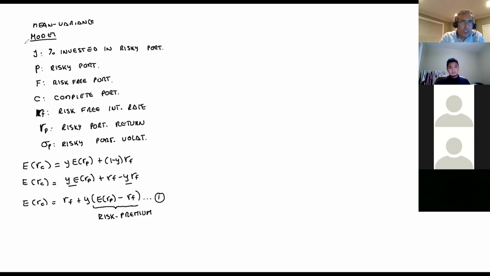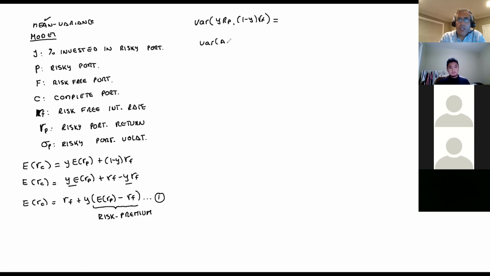Okay, so what I've done is I have found the mean of my model. What is next, guys, is I need to compute the variance. The variance between what and what? Well, the variance of Y, the proportion that goes into the risky portfolio, and the proportion that goes into the risk-free portfolio.